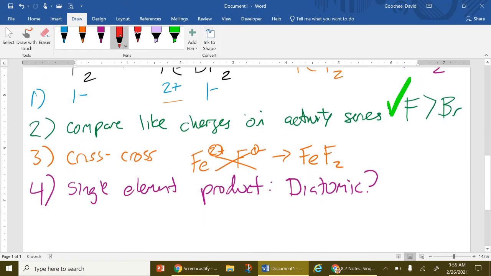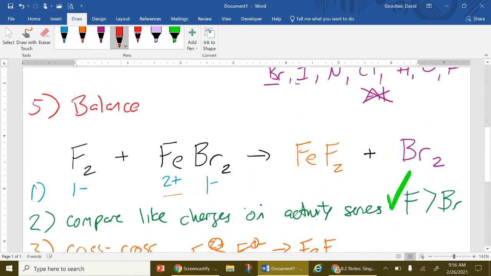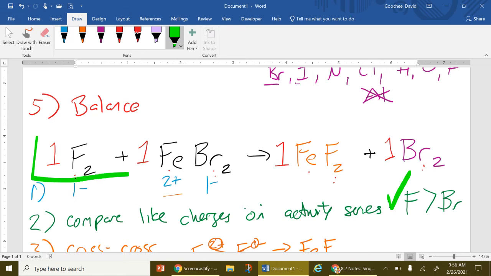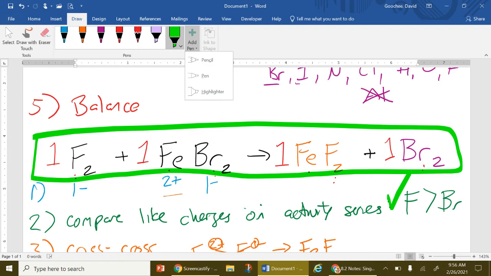Lastly, as always in all of these, we balance. All right, so let's see here. We've got two fluorines and we got two fluorines. We got one iron, we got one iron, we got two bromines, we got two bromines. So this is one of those reactions where it just turns out that everything is already balanced. Just a coefficient of 1 in front of everything, or alternately, just leave it blank, because if you leave it blank, that implies it's a 1. Okay, great. That's the second one.